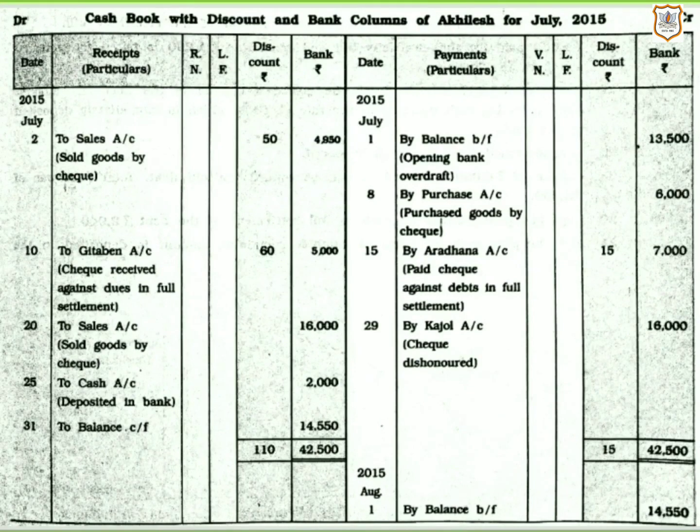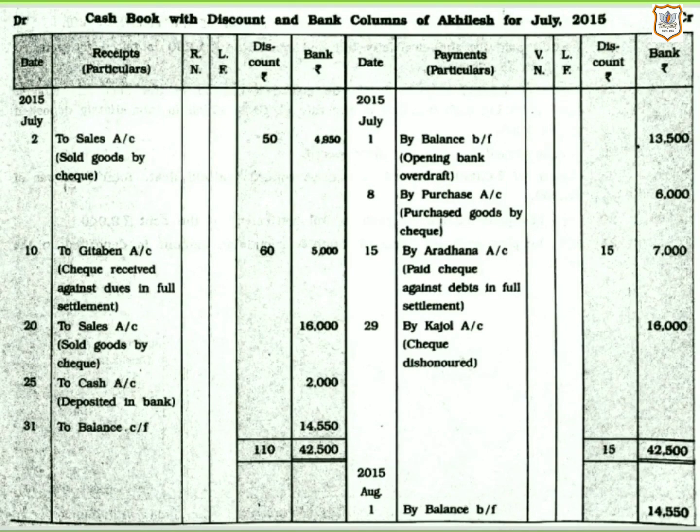On day 20, when we sold goods to Kajol, on that day, she issued check of rupees 16,000. So on that day, we record it on debit side. Here it is. But now as check is dishonored, so we will record it on opposite side, that is on credit side of cash book, 16,000 by Kajol account. Now we will close the cash book as we have completed all recording. So now here bank column of cash book are balanced.